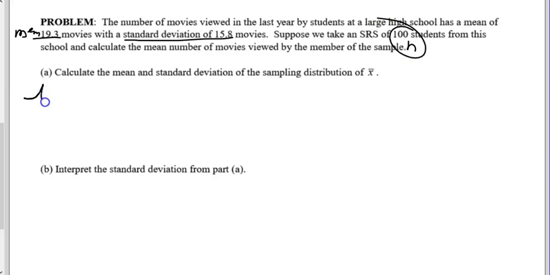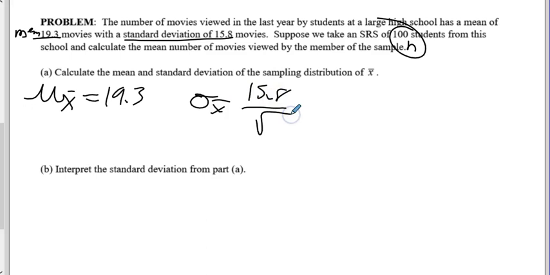So, what's the mean? Do that funky U with the x bar. It is 19.3. He's on it, folks. Then we do our little curly Q, x bar. That is our standard deviation. Very good. Over the square root of 100.